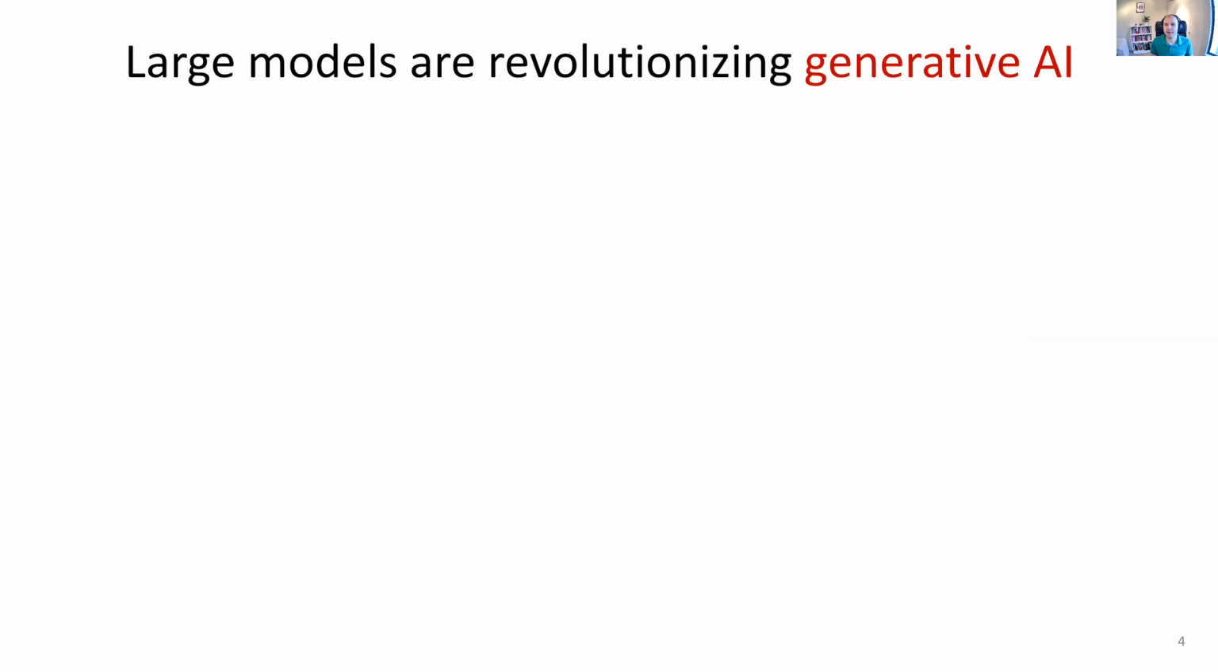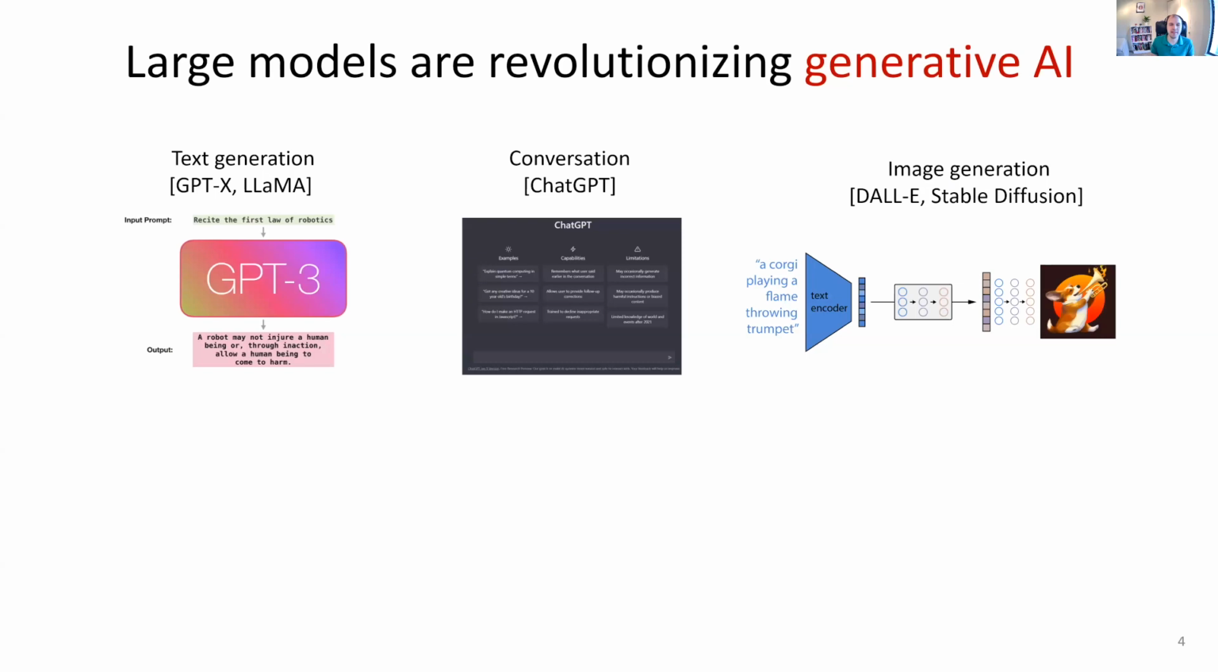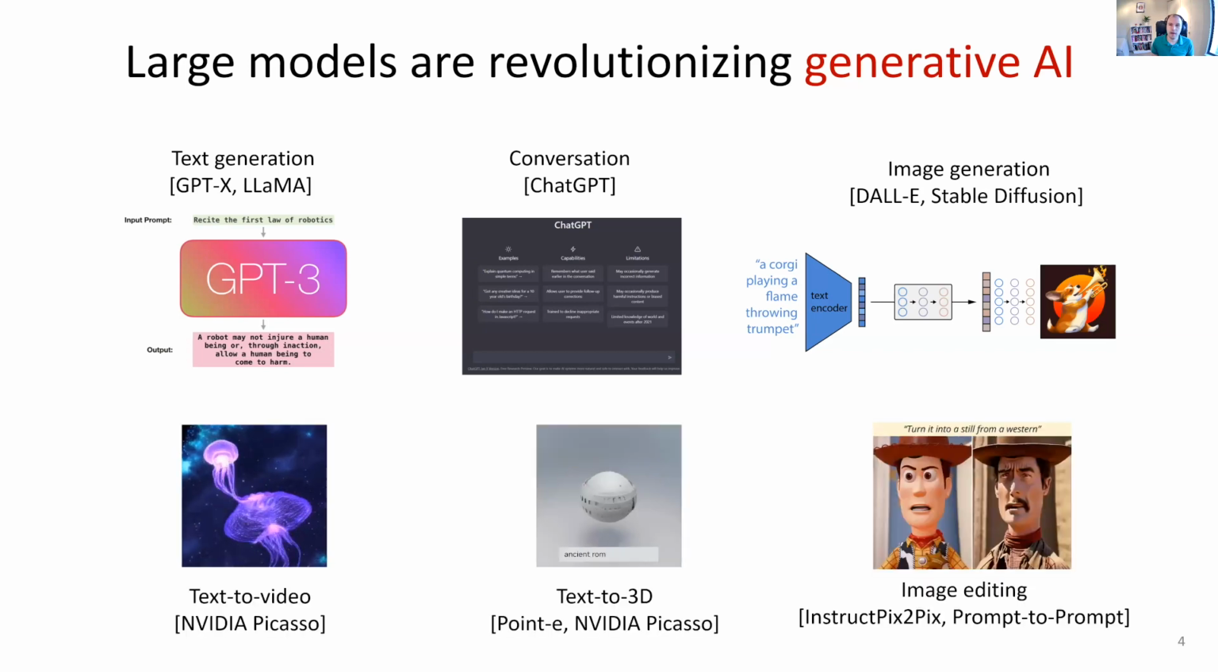All right, so I don't have to be the one breaking the news, especially to this class, but large models are really revolutionizing generative AI and many topics that we've been seeing lately. You have seen, of course, this happening with text generation, with conversational models like ChatGPT, image generation, and even a few other topics that we've been reading about lately. I just put a few examples, like text to video, text to 3D models, image editing, and many other types of problems.